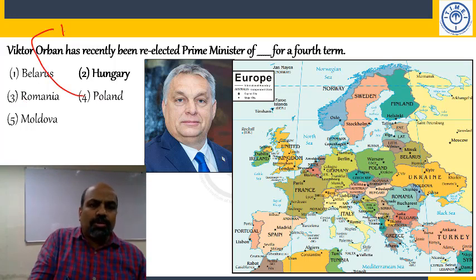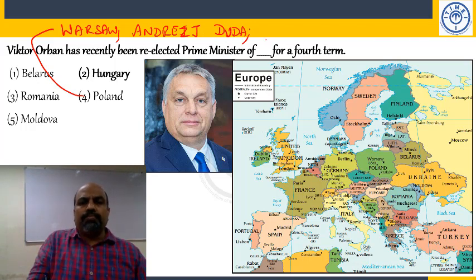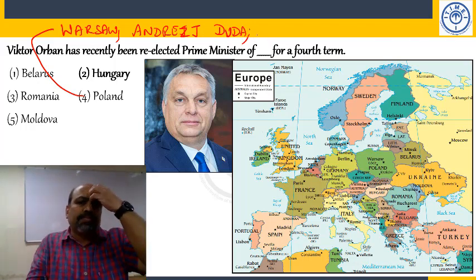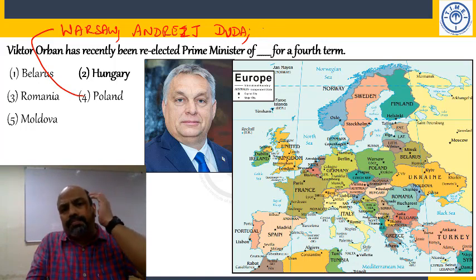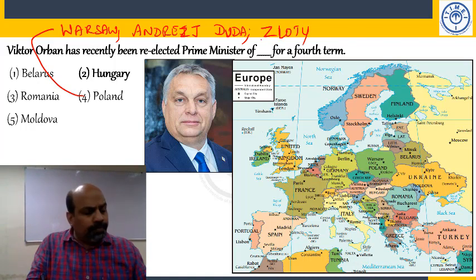Poland's capital is Warsaw. The president is Andrzej Duda. Poland's currency is zloty.